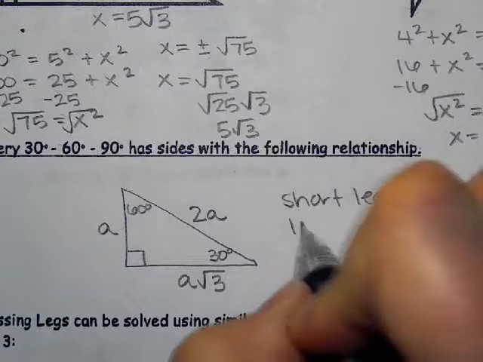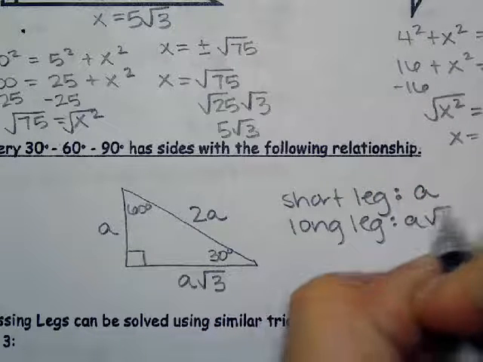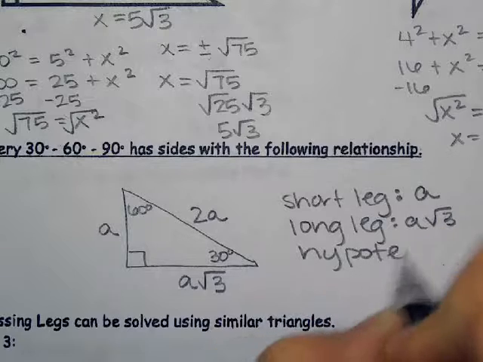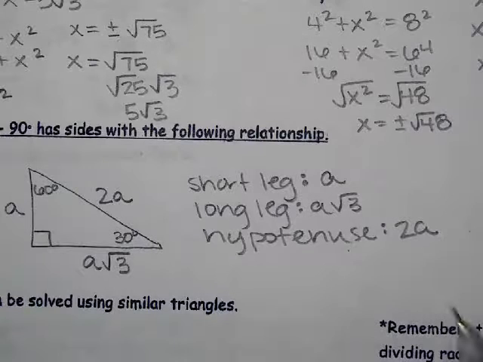And the hypotenuse is 2A. Does that help if I write it like that? Short leg is A, long leg is A root 3, hypotenuse is 2A. Short leg, long leg, hypotenuse.